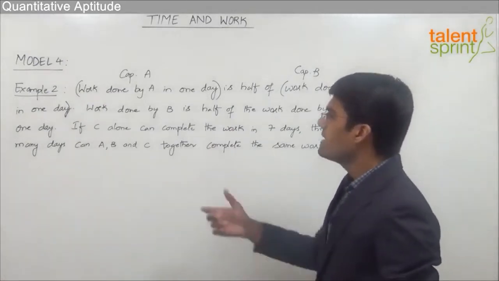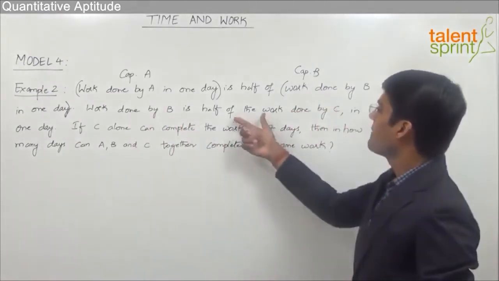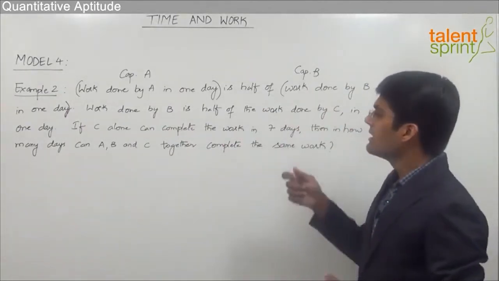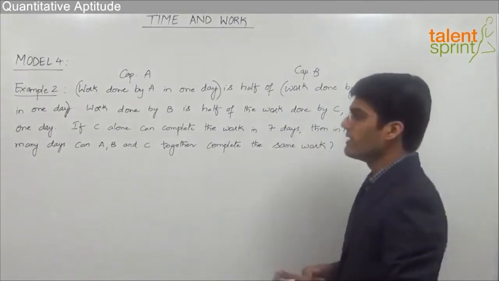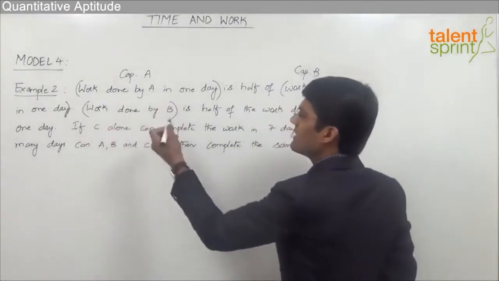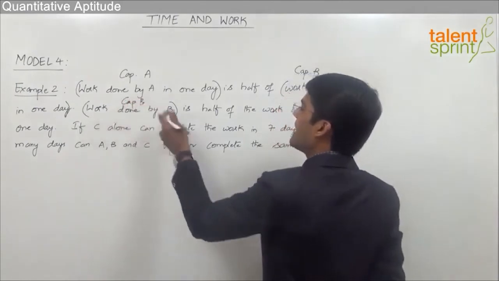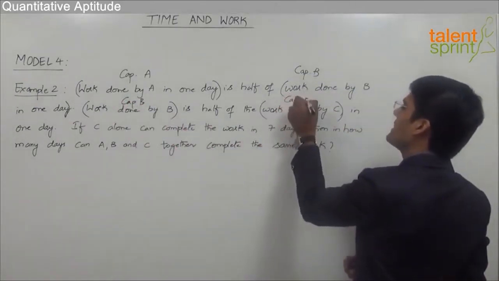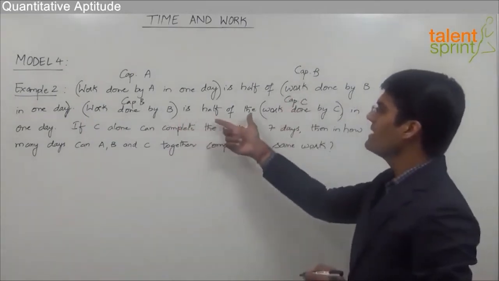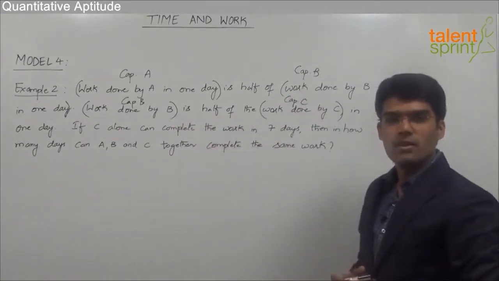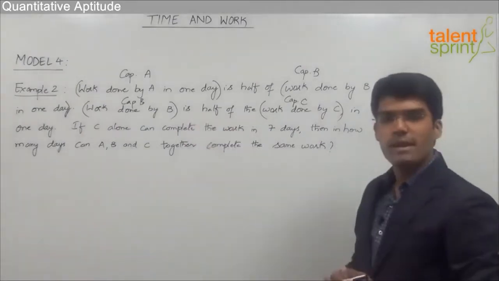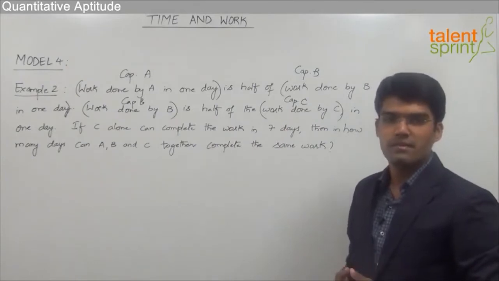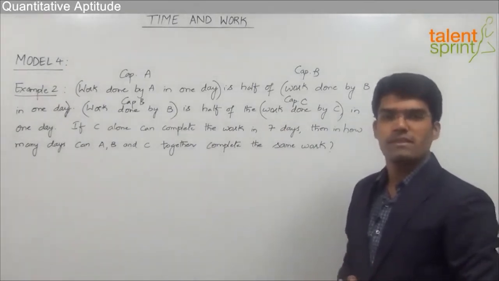Now if you read the next statement, work done by B is half of work done by C in 1 day. So again the work done by B here is nothing but capacity of B, and that is half of the work done by C, which is again capacity of C. So we can say that the capacity of B is half of the capacity of C. So again here the number of days required by B will be double the number of days required by C, because we know that capacity is inverse of the number of days.